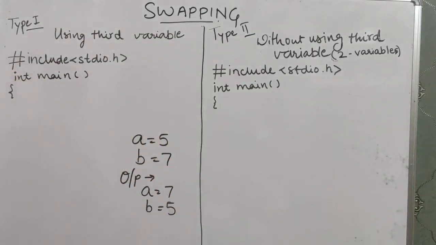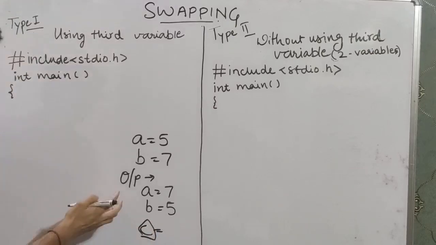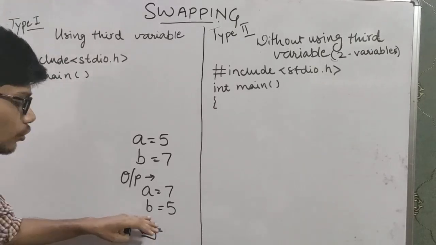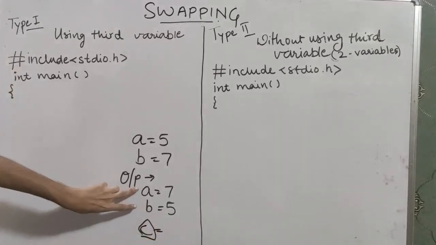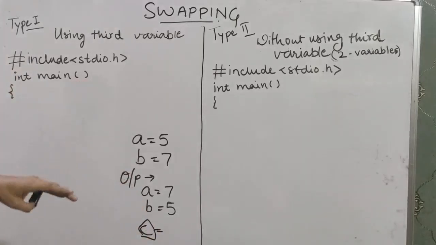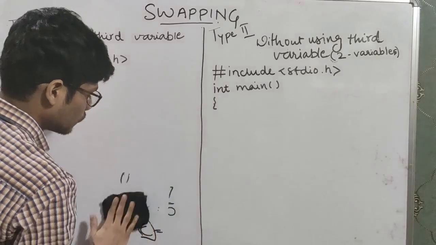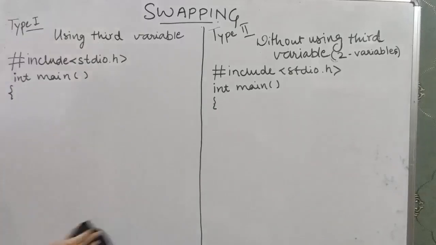So for getting this output there are two methods. Either use one extra variable, like A, B and C, and using this variable you can interchange the values, or the second method is without using this third variable, just using A and B only you can swap the values between A and B. So first we are going to discuss the first type, that is using the third variable.